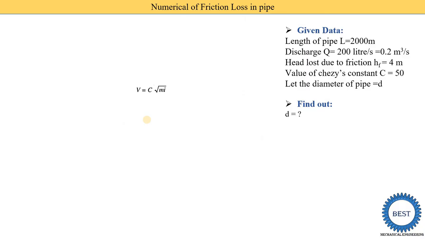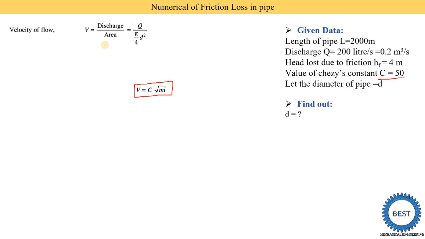So what is Chezy's formula? Chezy's formula is velocity V is equal to C into under root of MI. Here we can see C is given, but the velocity V is not given, and M and I are not given. So first we need to find V, M and I. First we need to find the velocity of flow.